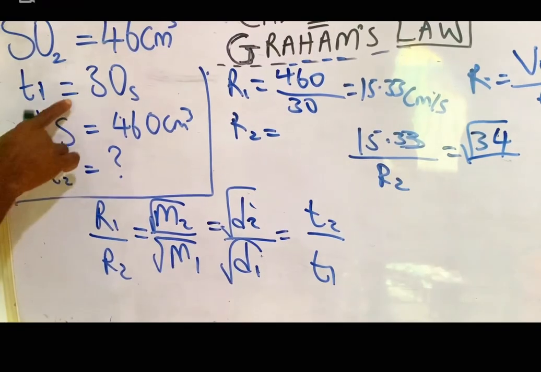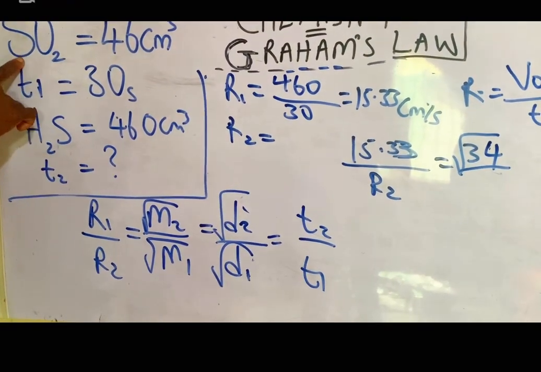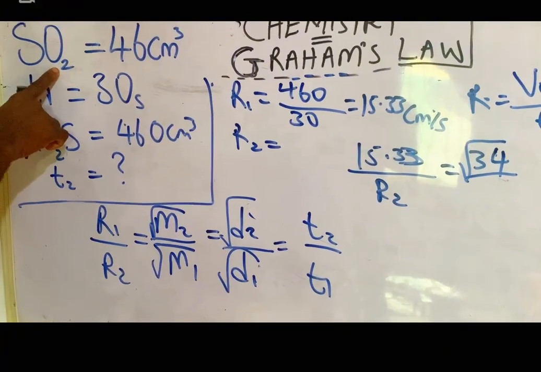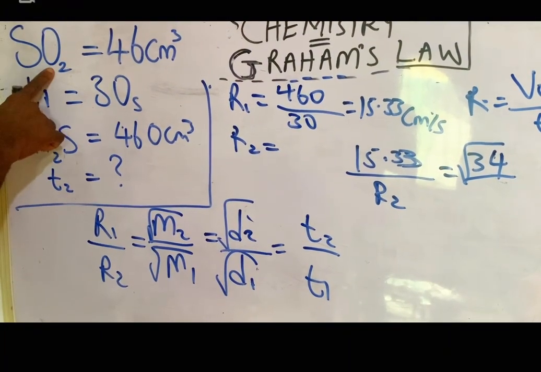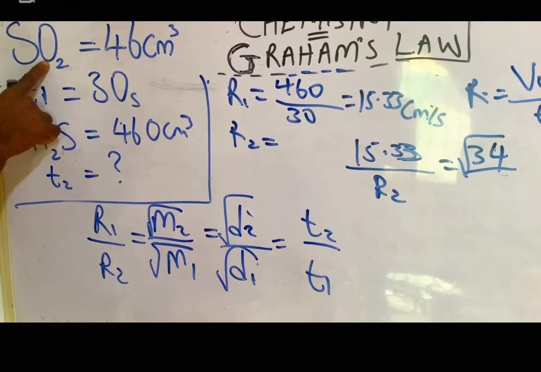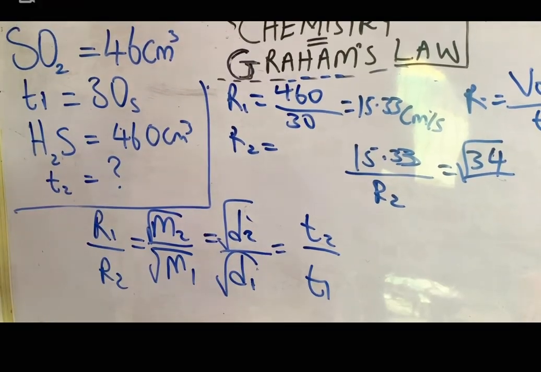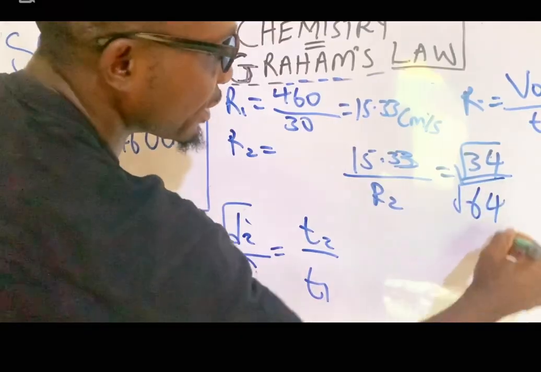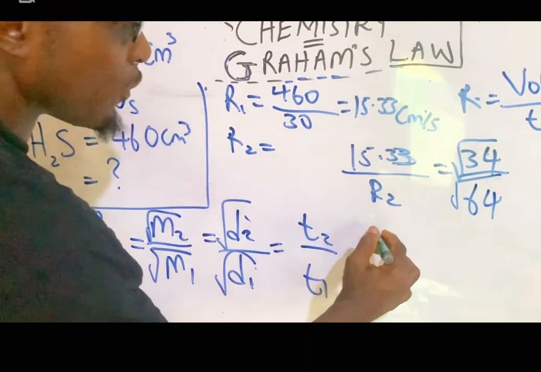And what about my sulfur 4 oxide? For sulfur 4 oxide, we have sulfur, which is 32, and oxygen is also 32. So 32 plus 32 will give us what? 64. So put our square root of 64. Now let's find the square root of these values here.